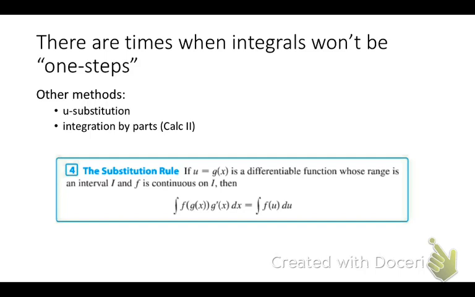Notice here that in my initial integral, one of the hints that we need to use U substitution is that the derivative is somewhere in the problem. So essentially, it's almost like we're undoing the chain rule, or the opposite of the chain rule. These two are kind of partnered together.